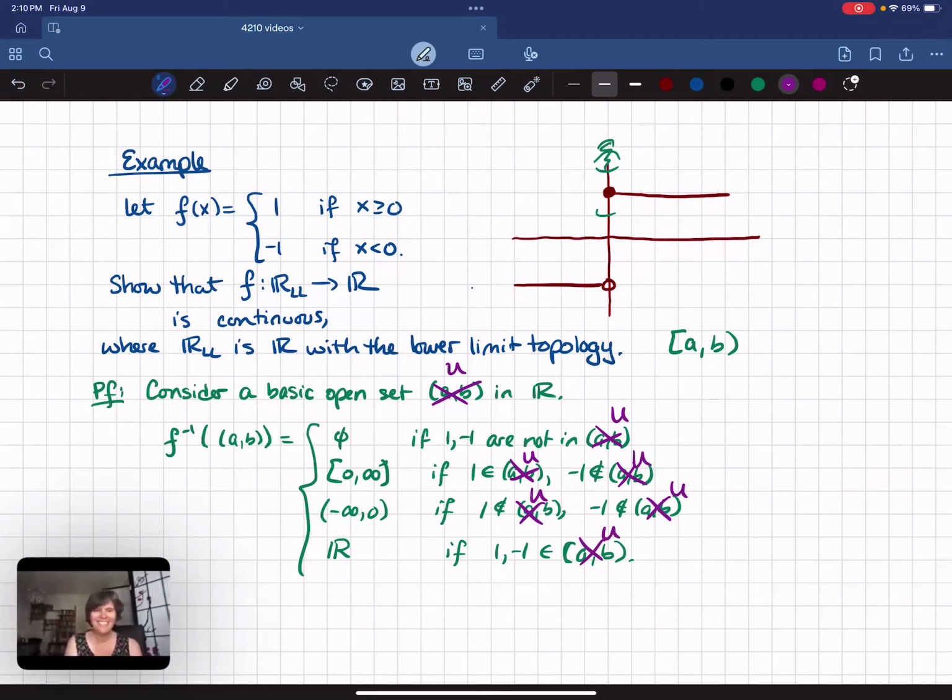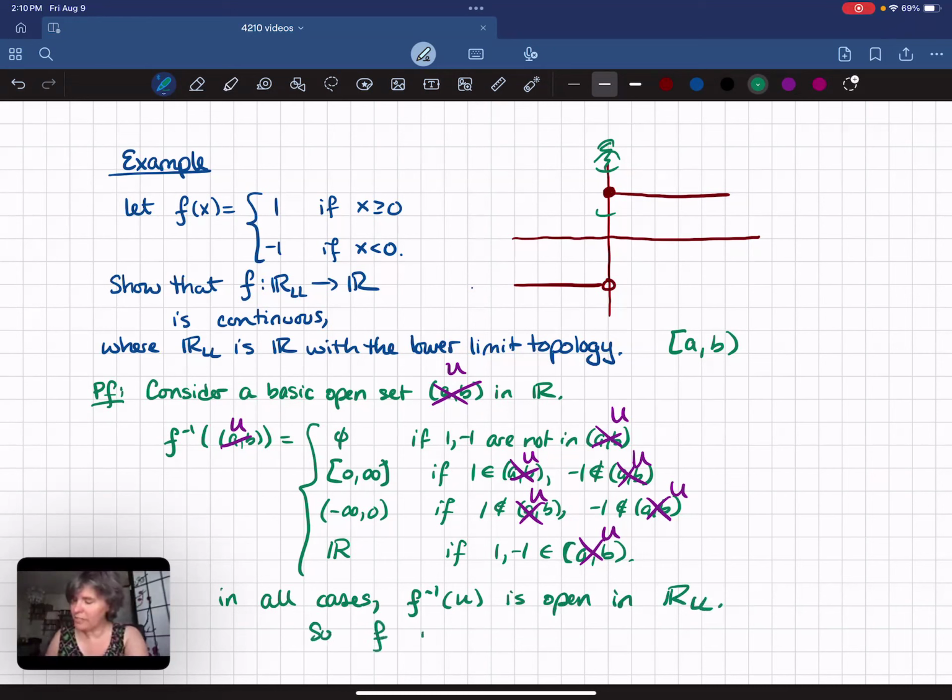Okay. So, all right. If I look at the inverse image of an open set U, it's either the empty set, which is open, the set from 0 to infinity, including 0, which is open in the lower limit topology, the set from -infinity to 0, which is also open in the lower limit topology, and the set of all reals, which is also open in the lower limit topology. So in all cases, f inverse of U is open in R with the lower limit topology. So f is continuous.